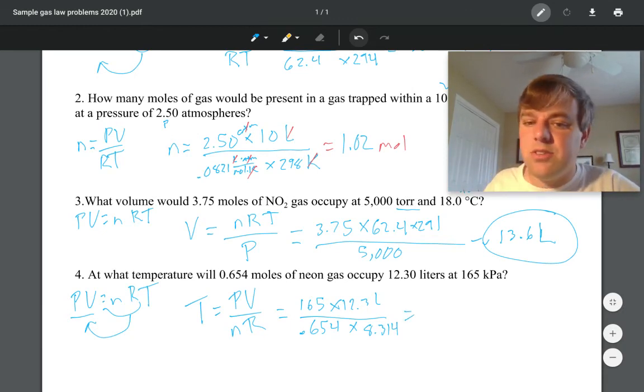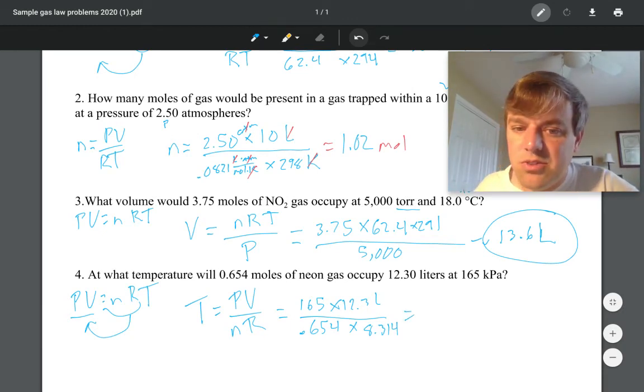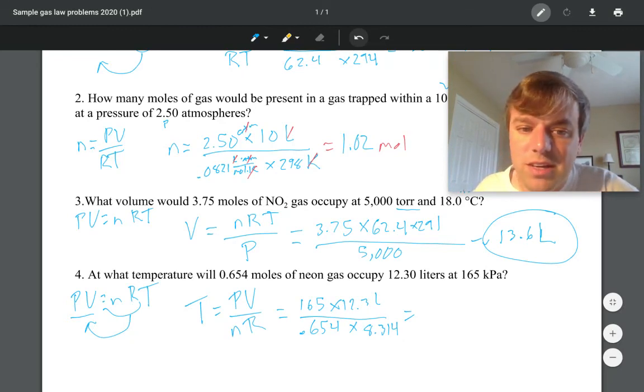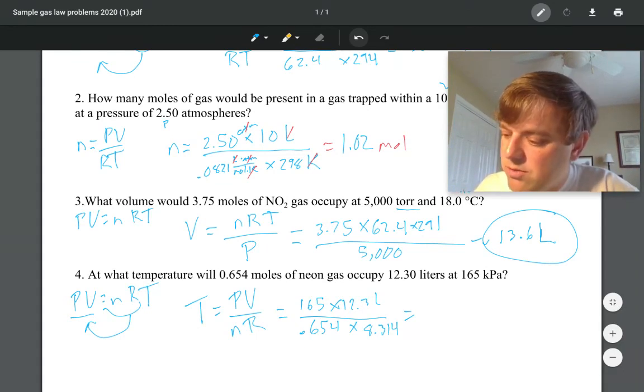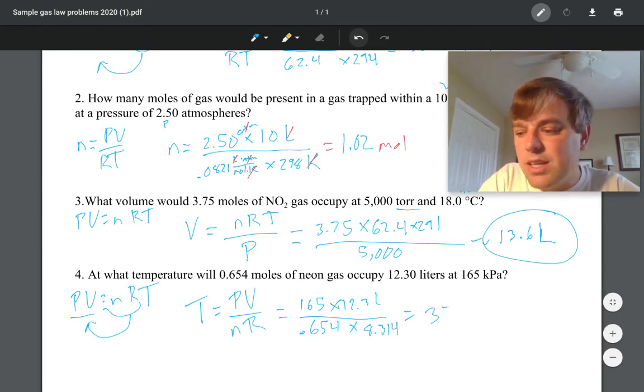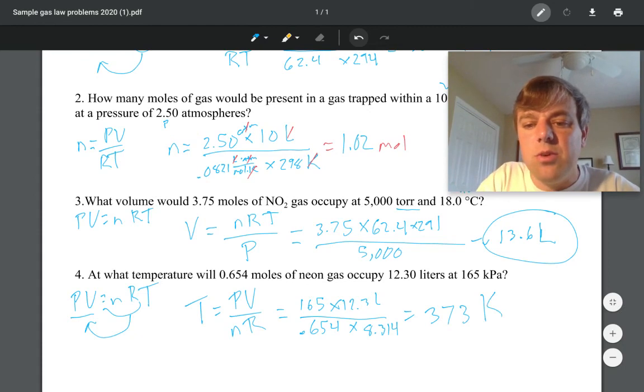So then we just take our trusty calculator, 165 times 12.3 divided by, in parentheses, 0.654 times 8.314. I'm coming up with 373 kelvins, or if we subtract 273 from that, 100 degrees Celsius.